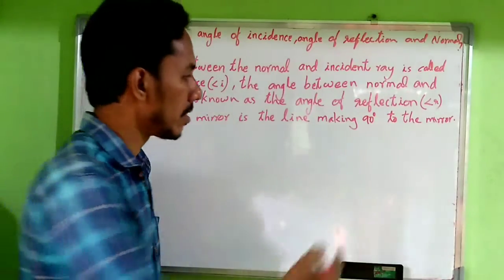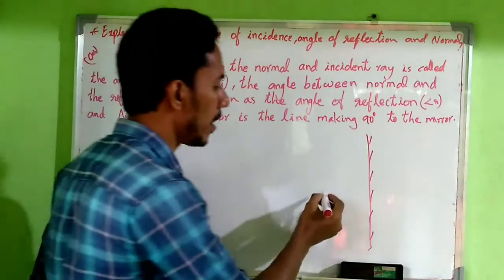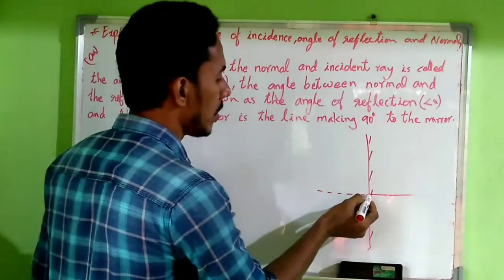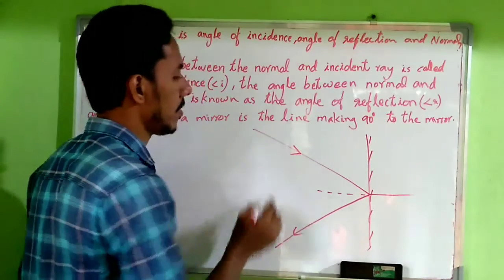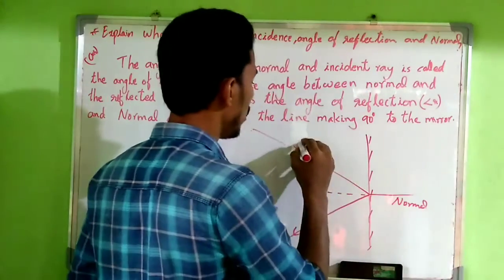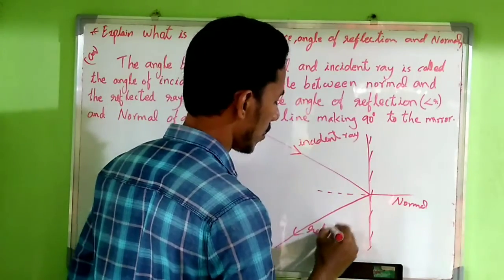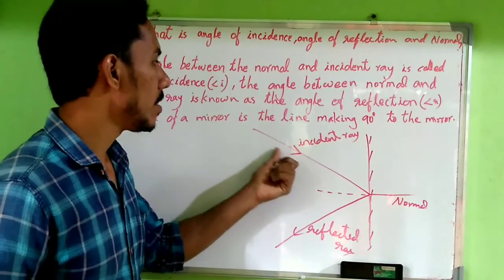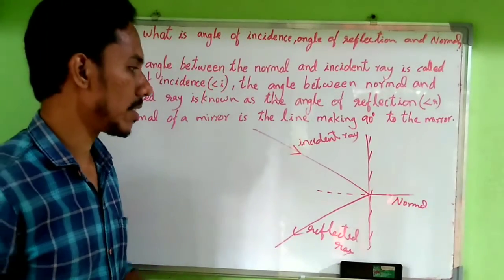Okay, let us draw once again. It's a mirror. Firstly, I draw the normal, which is perpendicular to the mirror. This ray is called the incident ray, and then it is reflected back, and this is the reflected ray.